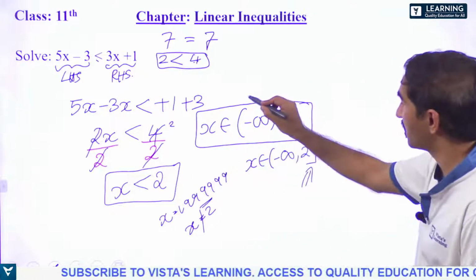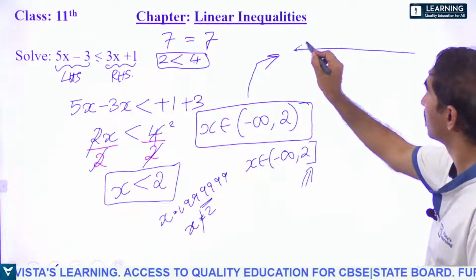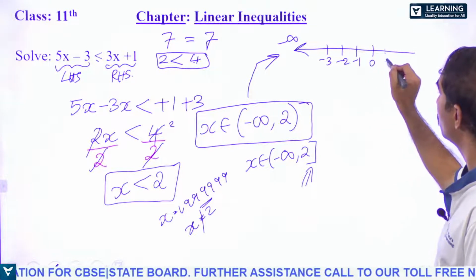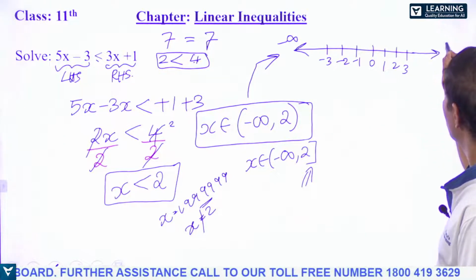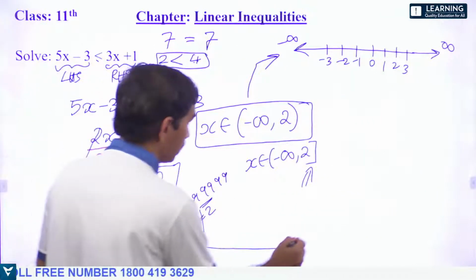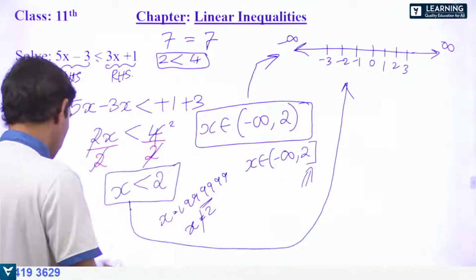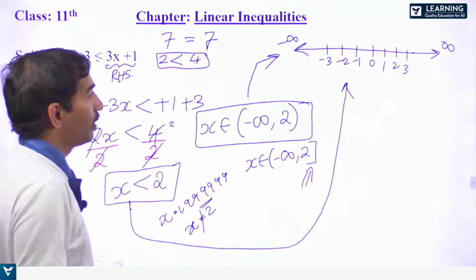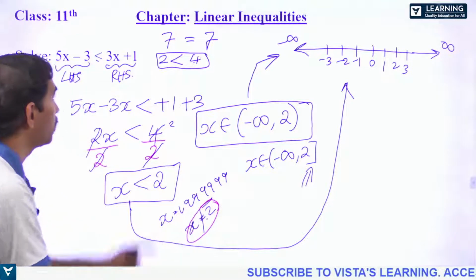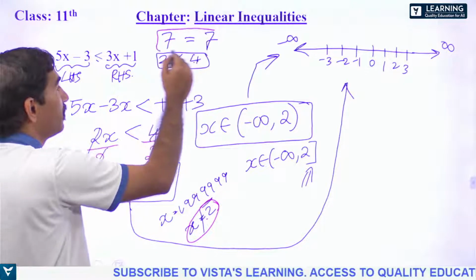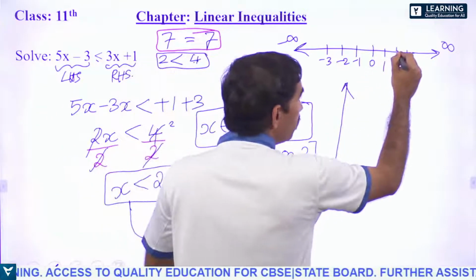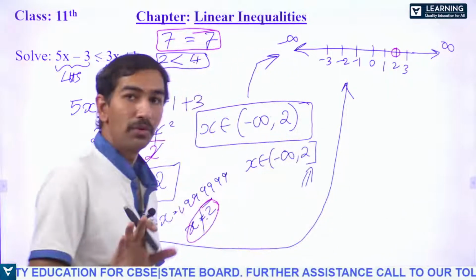Now, how is this graphically represented? It is represented like this. This is minus infinity, minus 3, minus 2, minus 1, 0, 1, 2, 3, and this is plus infinity. That is a number line, correct? On that number line, are we including 2, students? See here, I am writing x is not equal to 2. If x is equal to 2, then both sides will become equal to each other, which means the given inequality is wrong. So x is lesser than 2, right? So we are not including 2, we'll put an open circle there.